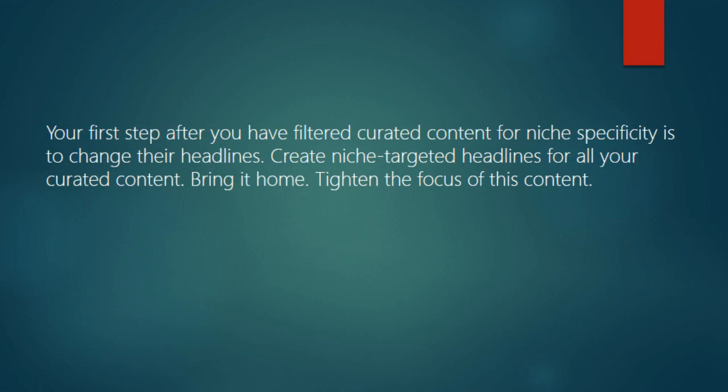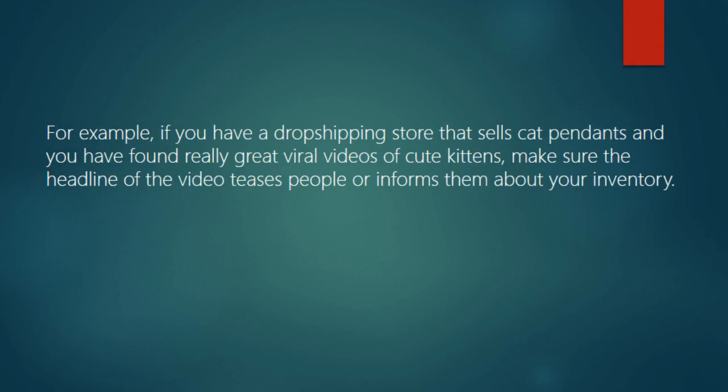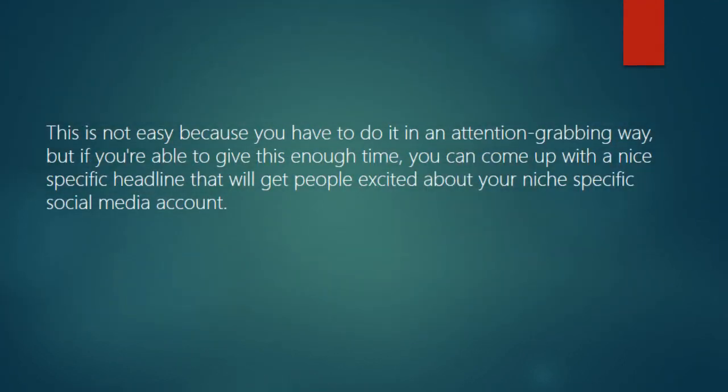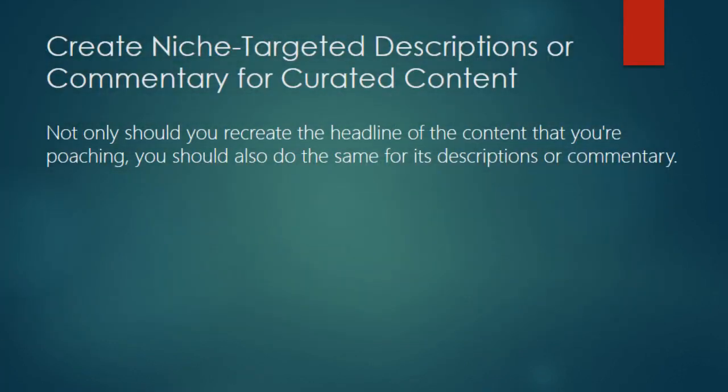Your first step after you have filtered curated content for niche specificity is to change their headlines. Create niche targeted headlines for all your curated content. Bring it home. Tighten the focus of this content. For example, if you have a drop shipping store that sells cat pendants and you have found really great viral videos of cute kittens, make sure the headline of the video teases people or informs them about your inventory. This is not easy because you have to do it in an attention-grabbing way, but if you're able to give this enough time, you can come up with a nice specific headline that will get people excited about your niche-specific social media account.